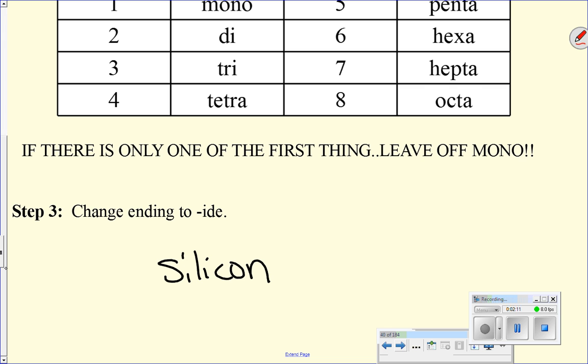The second thing we have is oxygen. We have two oxygens, and the prefix for that is di. So this is going to be silicon di. And again, oxygen's from the periodic table, so we're still changing the ending to ide. So silicon dioxide. This might sound like a compound you've heard of before called carbon dioxide, so this is a little bit familiar to us.